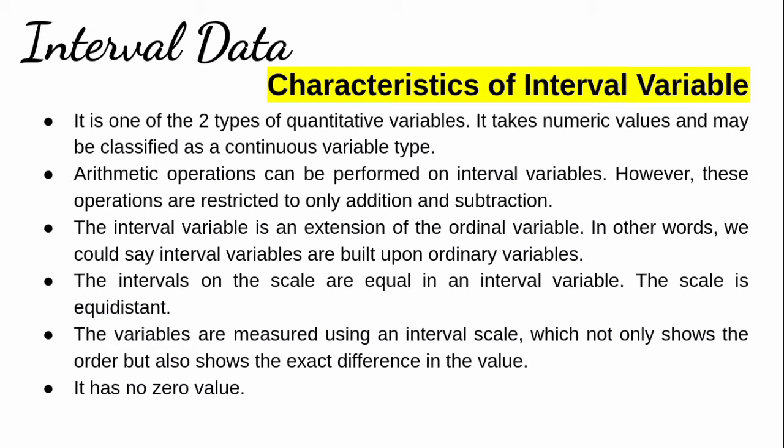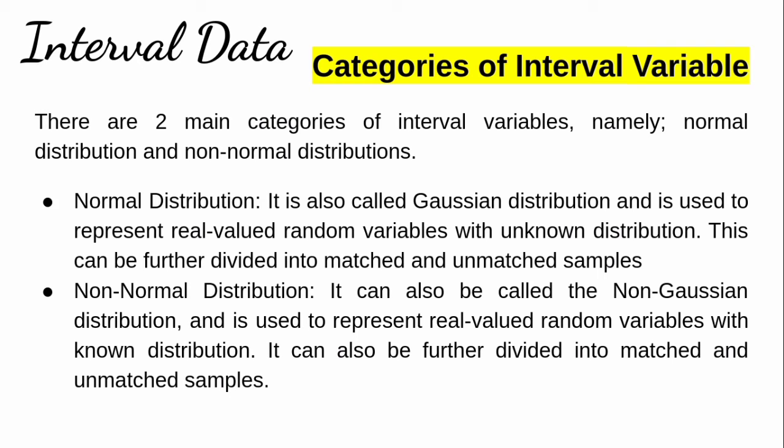So, the variables can be measured using an interval scale which not only shows the order but also shows the exact difference in the value, and interval data cannot have a true zero value. We would see that the reason for this is because interval variables function in a way that measures only the space between two variables, not really measuring variables that are of values that can be calculated in such manners.